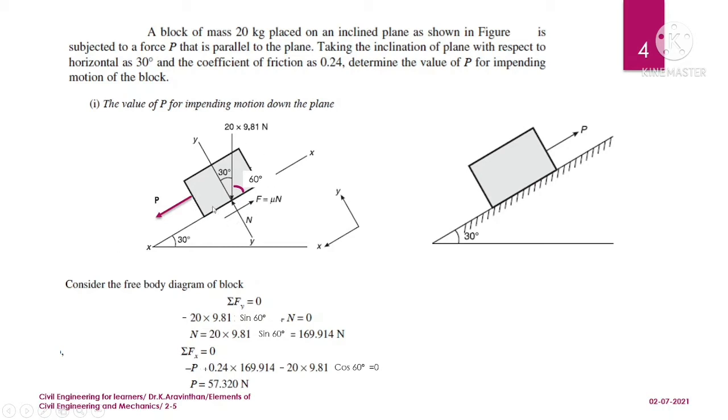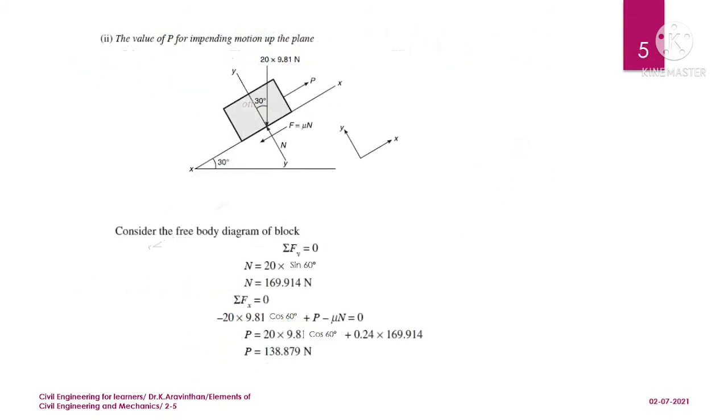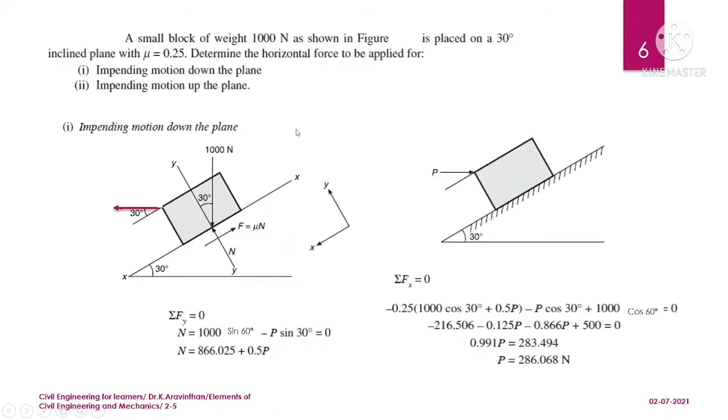So from this, if you pull with a force of 57.32 Newton, then this object will drag in the downward direction. Otherwise, because of the friction between these two surfaces, this object will stick to this place. So if you pull this object with a force of 57.32 Newton, the object moves downward. Now, if you want to move this object upward, what is the value of P for impending motion up the plane? What force is required to move this object in the upward direction?